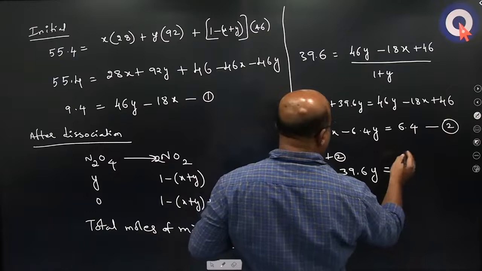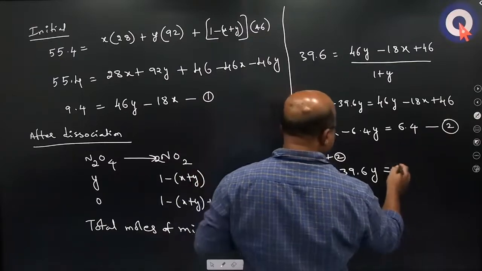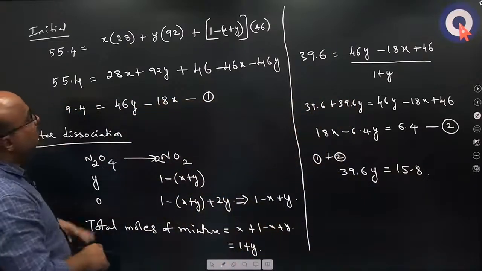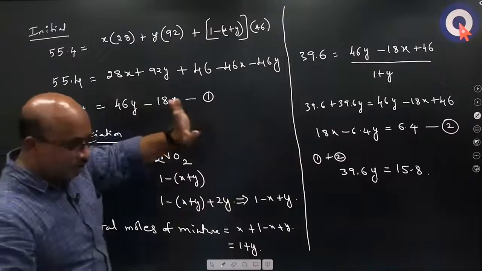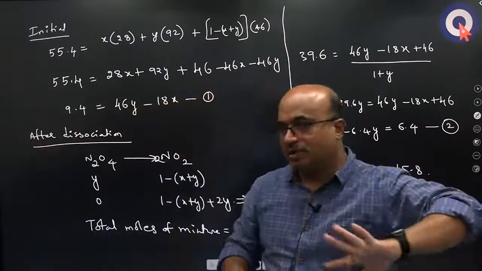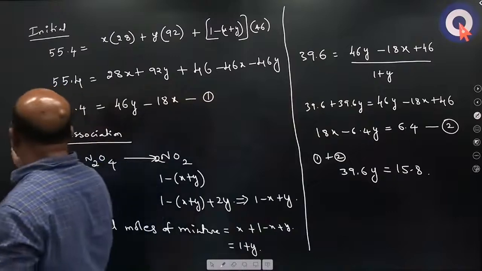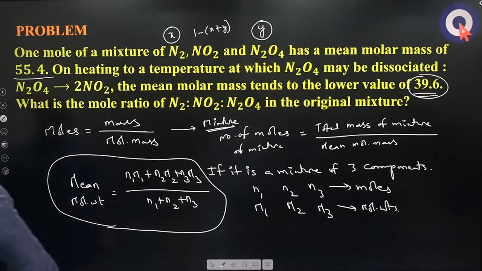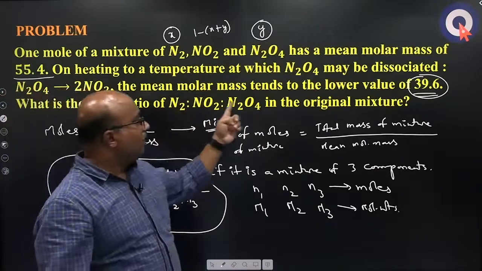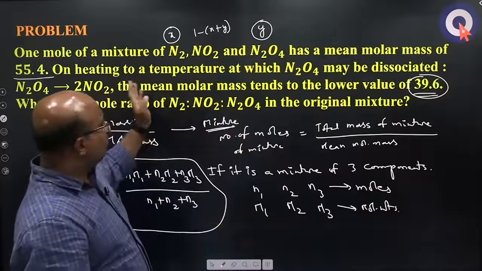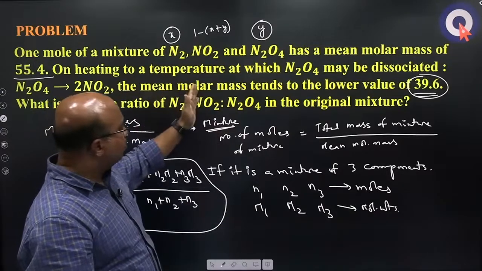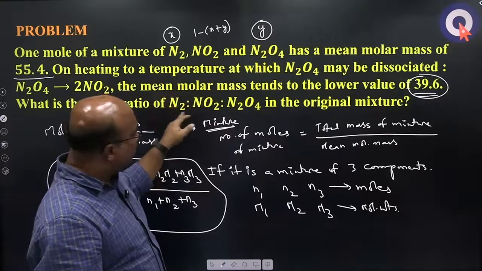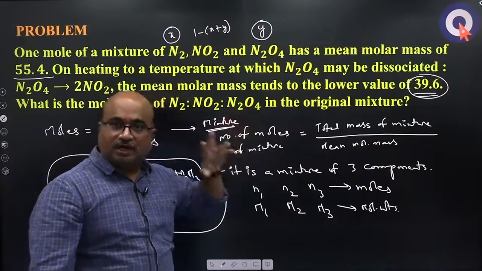So it becomes nothing but 8 and this is 15.8. So you will get the Y value. If you substitute the Y value in any one of these equations, we get an X value. Then you can say what was asked for us: what is the mole ratio of N2, NO2 and N2O4? That we have to take as 1 minus X plus Y and Y. So get the X and Y values, and from that you can take the relation. I think that is clear?